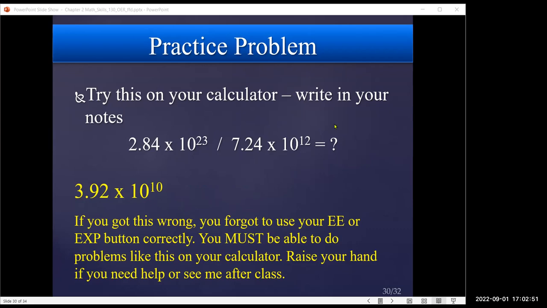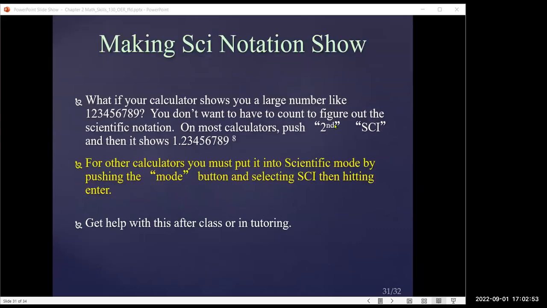Any questions about that? Now, sometimes your scientific notation is a secondary function on a calculator. Make sure you hit the second button. And then also sometimes there's a question. Thomas has the question.